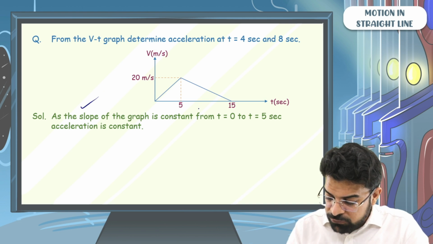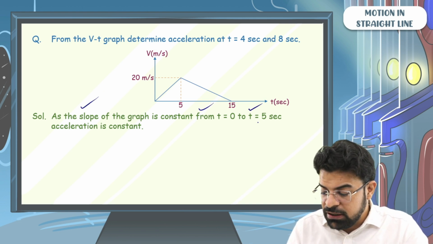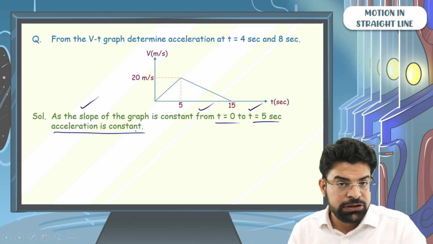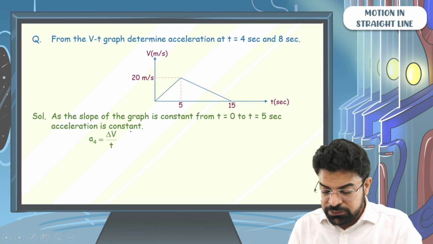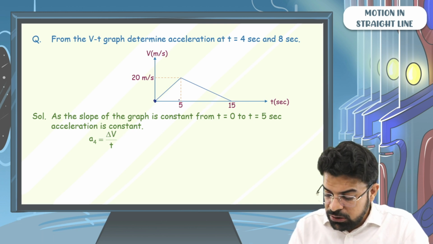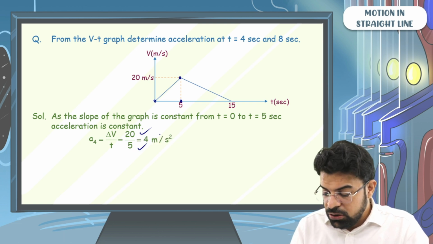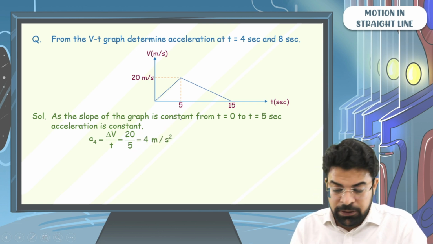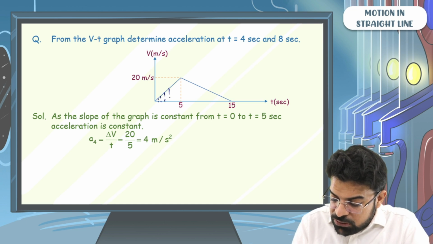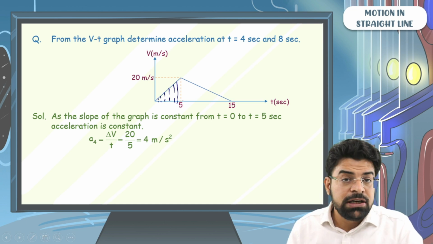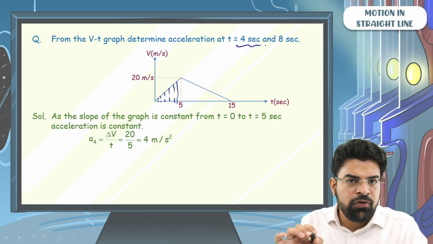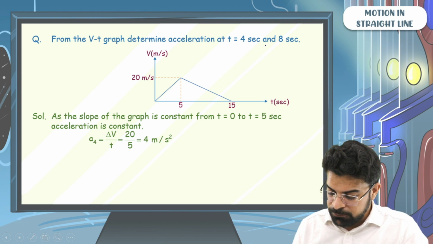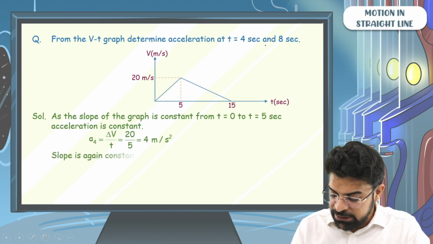As the slope of the graph is constant from time equals 0 till time equals 5, acceleration is constant. And this acceleration will be equal to the change in velocity upon time taken. From 0 till 5, the change in velocity is 20 upon time taken 5. So it will be equal to 4 meter per second square. So at any time from time equals 0 till time equals 5, the acceleration is constant, equal to 4 meter per second square. So even at time equals 4 second, acceleration will be 4 meter per second square. Right? Now, what will be the next case?